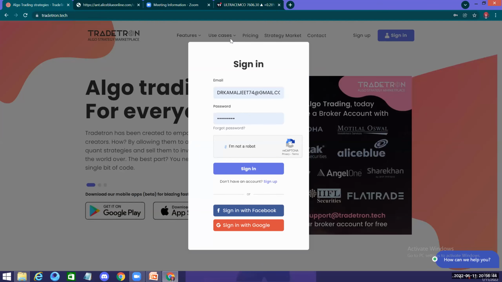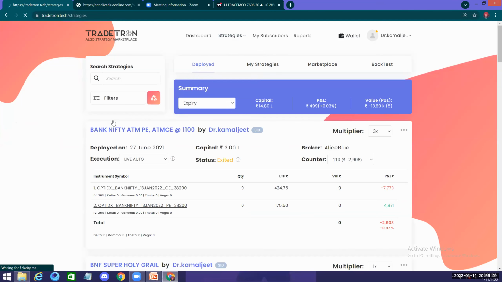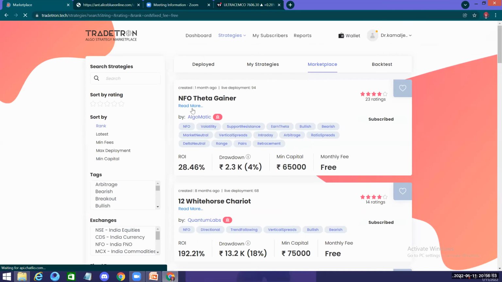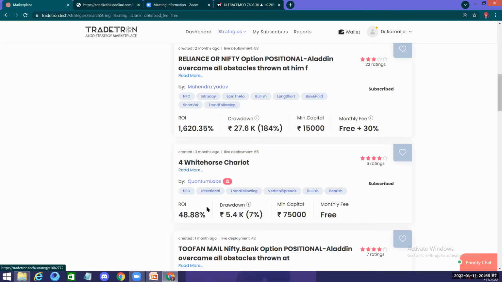After you sign up, whichever strategies, go to this marketplace, go and touch free, and deploy any one of them and leave it for at least some time. Don't go after this ROI. You can use this one also. Quantum Labs is good. They are good into this thing.